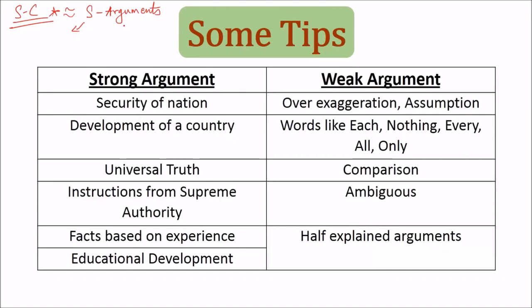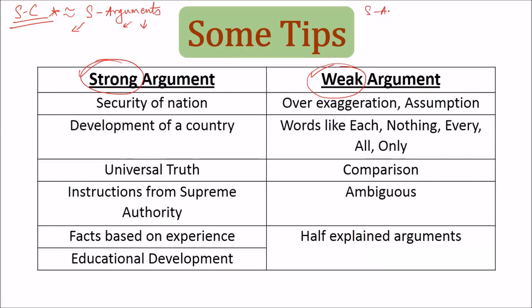First they'll give you a statement, then they'll give you two or more arguments, okay, and you have to decide whether the argument is strong or if the argument is weak. It's very easy, there's nothing to it, you just have to determine which argument is strong, which argument is weak. This table tells you what kind of arguments would be considered strong, and this side tells you what kind of arguments would be considered as weak.